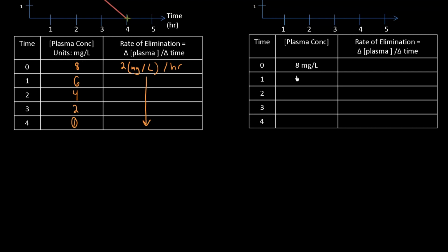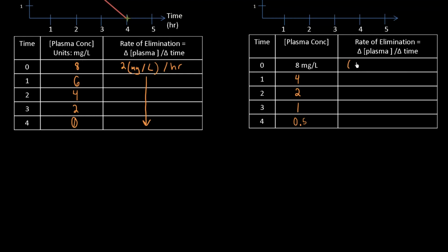So I started at 8, then I go down to 4, that's 50%. After another hour goes by, I go down to 2, that's another 50%. And then 50% of that is 1, and 50% of that is 0.5. So if I look at the rate of elimination, remember for first order, we don't expect this to be constant. It is going to be higher for the higher plasma drug concentrations.